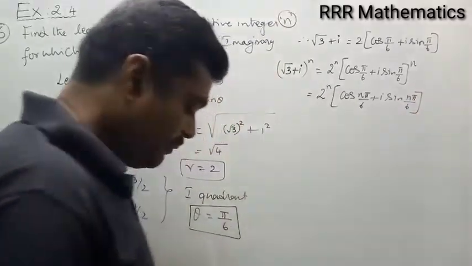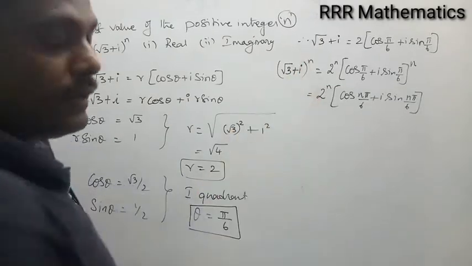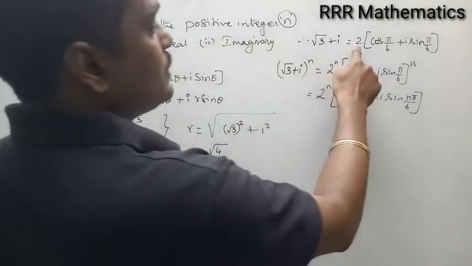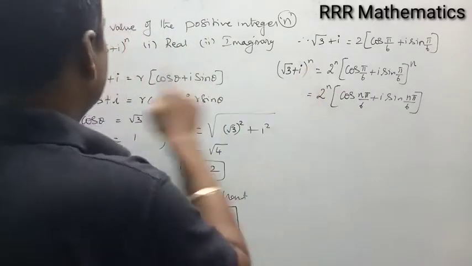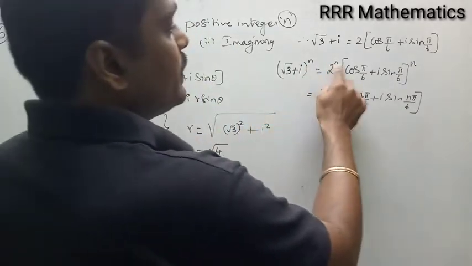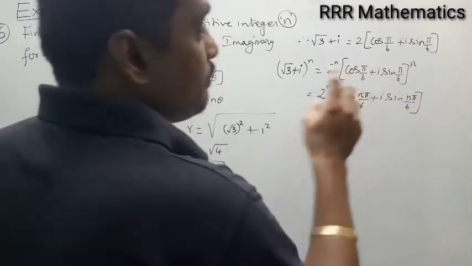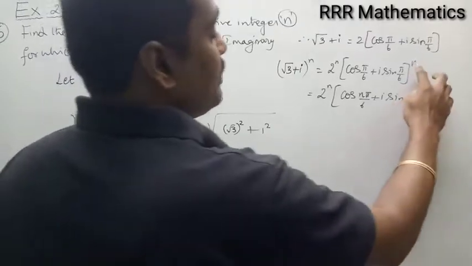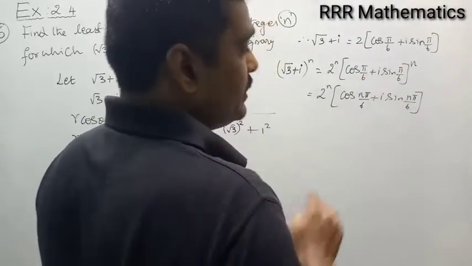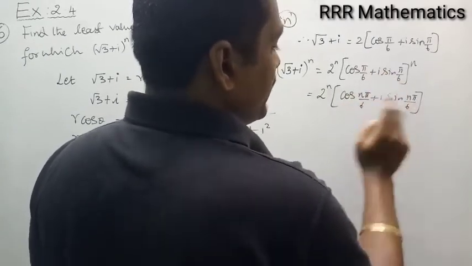Got it? I'll repeat. The given complex number is (root 3 + i) to the power n. Your root 3 + i is 2 times (cos pi/6 + i sin pi/6). I want to raise the power n because that is what is given. So 2 to the power n and (cos pi/6 + i sin pi/6) whole power n. By De Moivre's theorem, I can multiply this n to the argument. So cos n pi/6 + i sin n pi/6.